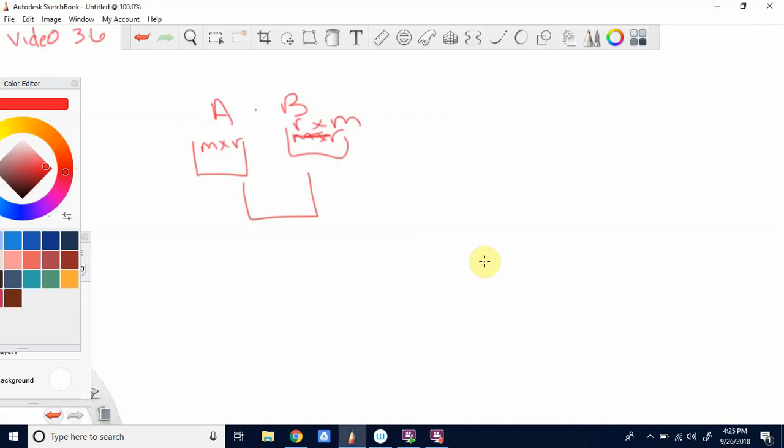Hi there, this is video 3.6. We're going to be multiplying matrices and we're going to use the properties of matrix multiplication. We're not going to have any vocabulary here. So the first thing we want to do is look at how we multiply matrices.